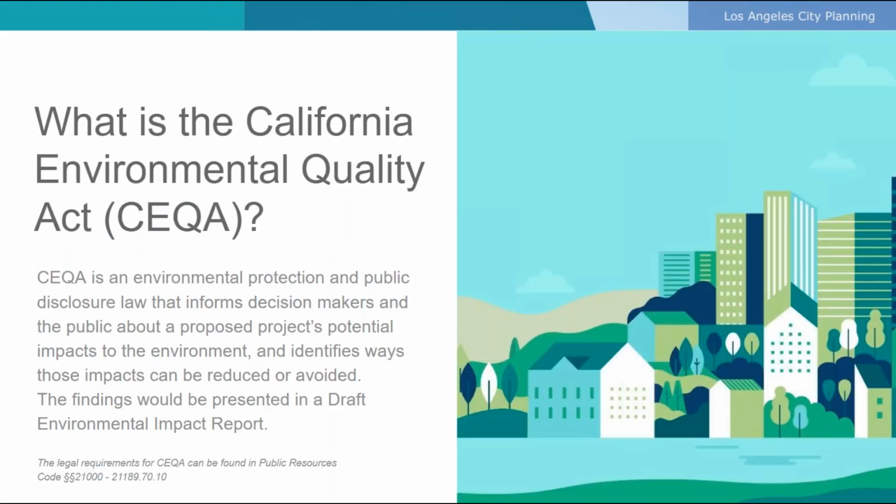The California Environmental Quality Act, or CEQA, is an environmental protection and public disclosure law that informs decision makers and the public about a proposed project's potential impacts on the environment and identifies ways those impacts can be reduced or avoided. The Southwest Valley Community Plans Update Project is subject to CEQA and is in the process of undergoing its environmental analysis. The findings will be presented in a draft Environmental Impact Report, or DEIR.